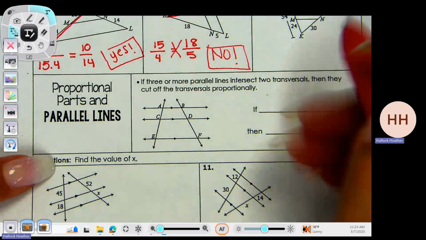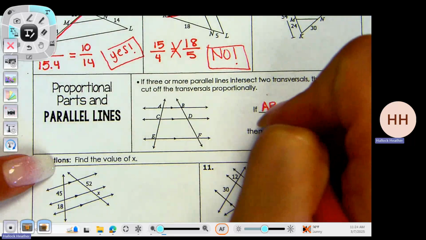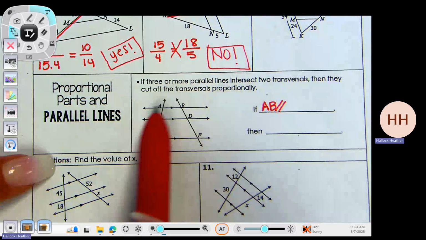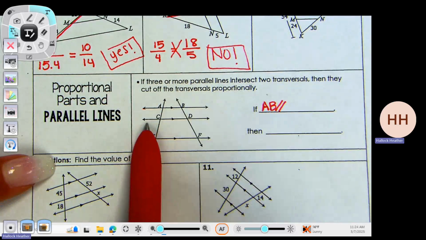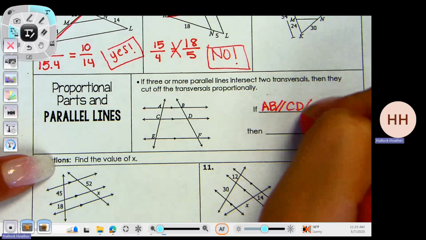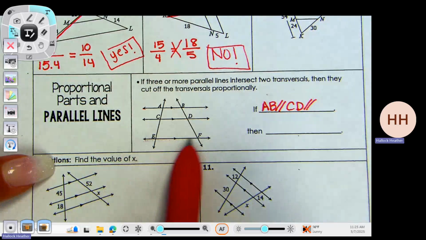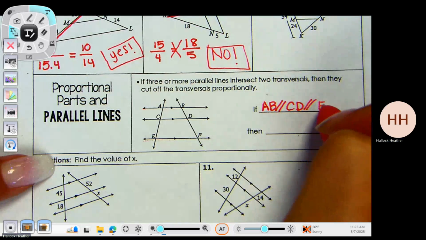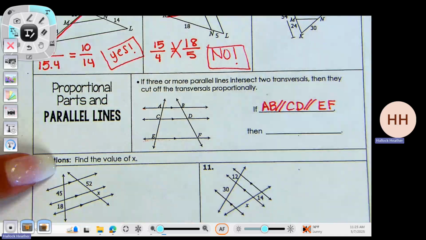First thing I'm going to do is say, if AB is parallel to CD, because I have these little double arrows, which is also parallel to the third line, EF. Okay, so all these lines are parallel. That's why it looks crazy. We have lots of parallel lines. Then I'm using the same exact proportion.